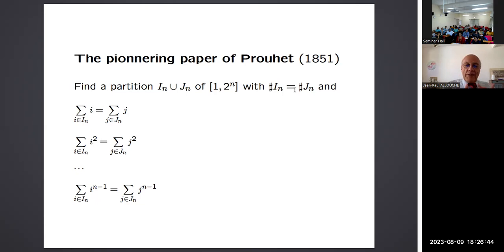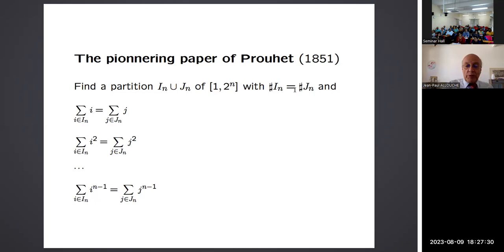And he said, okay, look, I'm interested in, for example, one of the examples he was interested in, to find a partition of the interval 1 to 2^n into two sets, I_n and J_n. Partition means that the union is the whole interval, each one is non-empty and the intersection is empty, having the following properties. First, same cardinality. Second, same sum of elements: the sum of elements in I should be equal to the sum of elements in J. Same sum of squares: the sum of squares of elements in I should be equal to the sum of squares of elements in J. And so on and so forth, up to power n minus 1. You can't go any farther, because if you try with n, it's already impossible.